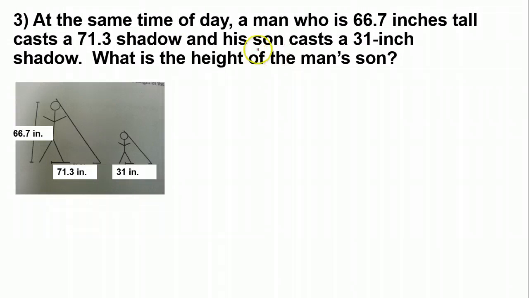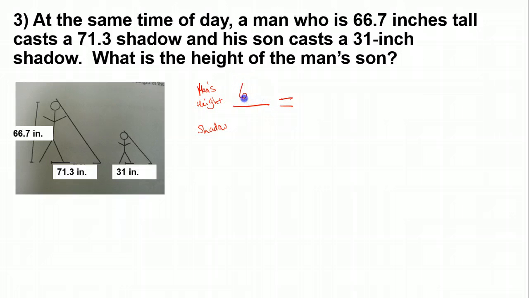All right, so you have a word problem for number 3. It says, at the same time of a day, a man who is 66.7 inches tall casts a 71.3 inch shadow, and his son casts a 31 inch shadow. What is the height of the man's son? So in this credit, you also went over ratios. So we're going to set this up as a ratio. Here's the man's height over his shadow.